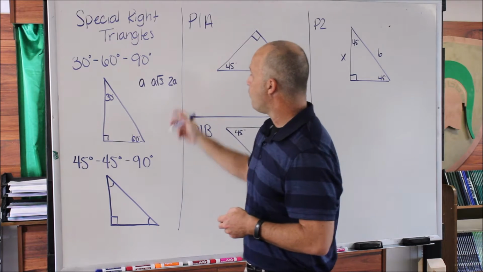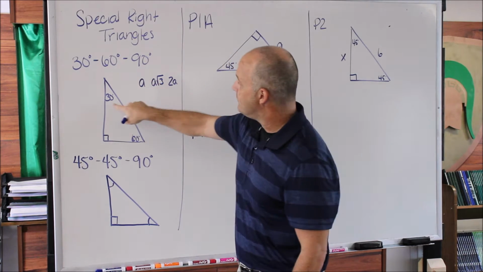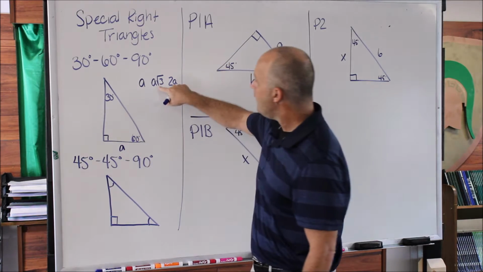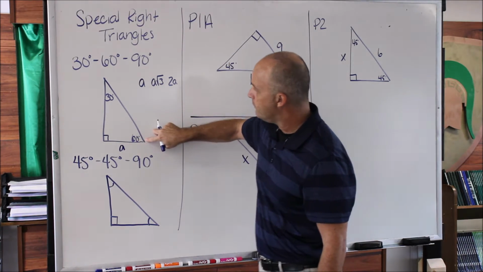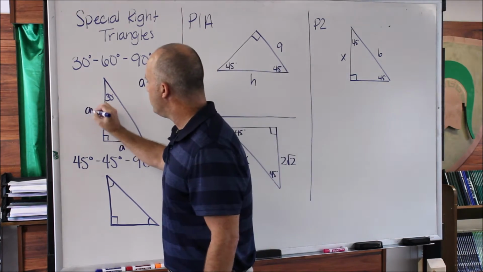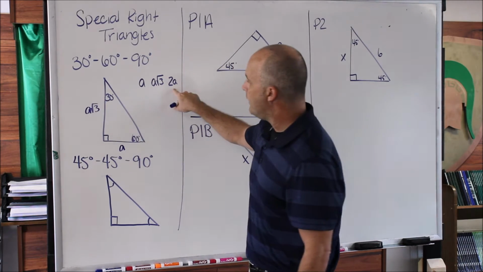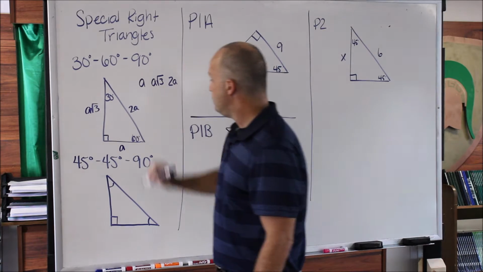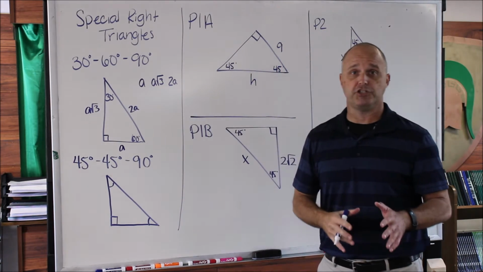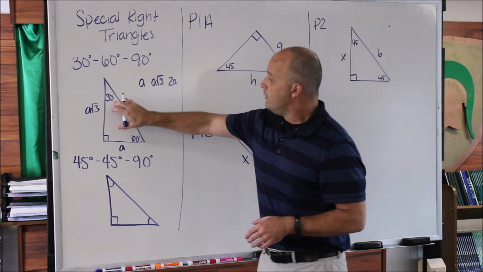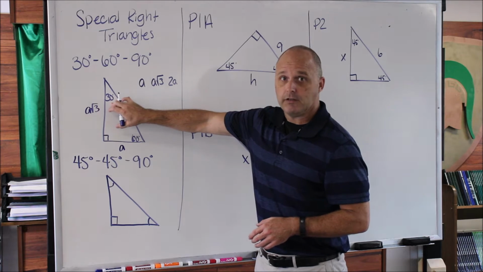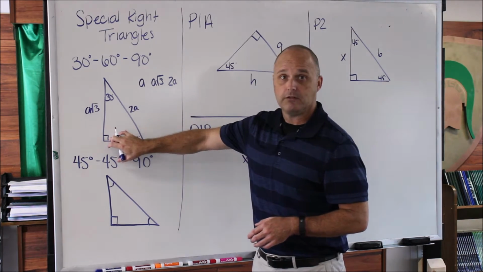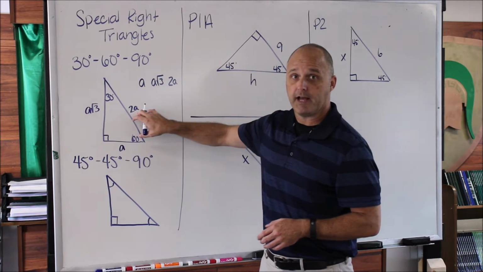The way this works is that the side across from 30 degrees is a. The side across from 60 degrees is a square root of 3, and the side across from 90 degrees is 2a. So those are the relationships. Again, the smallest angle is across from the shortest side, and the largest angle is across from the longest side.